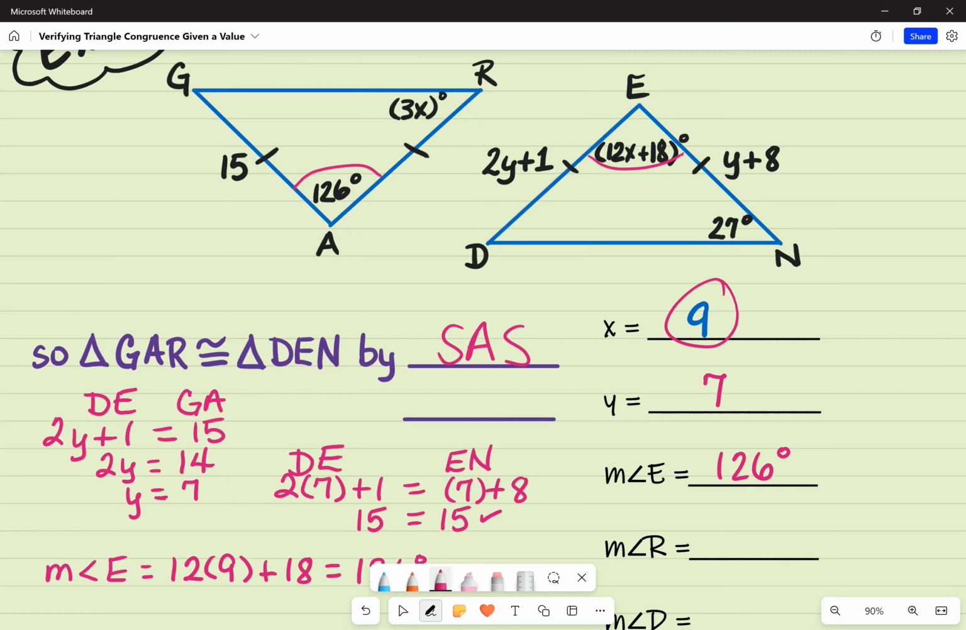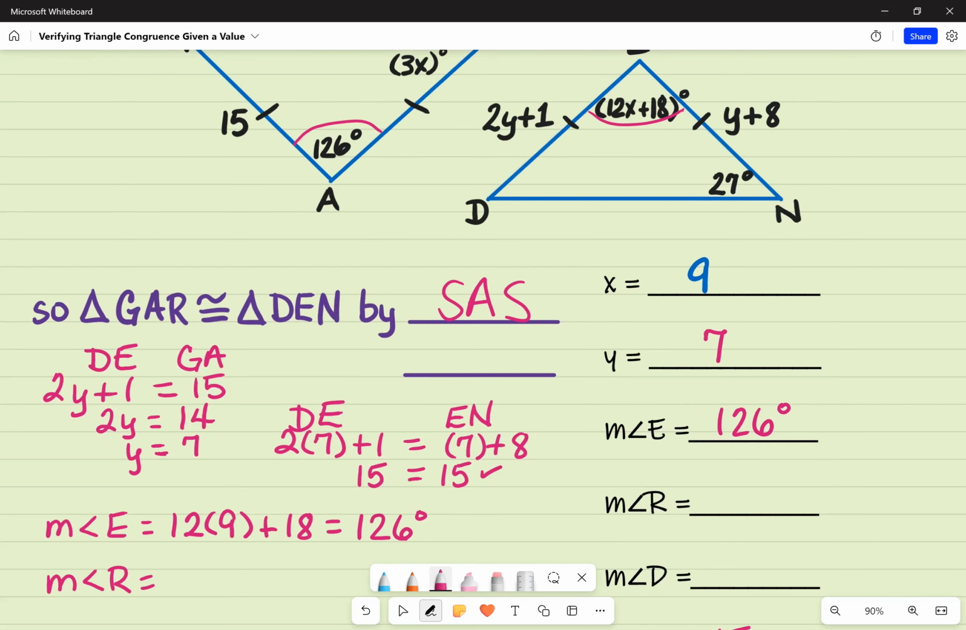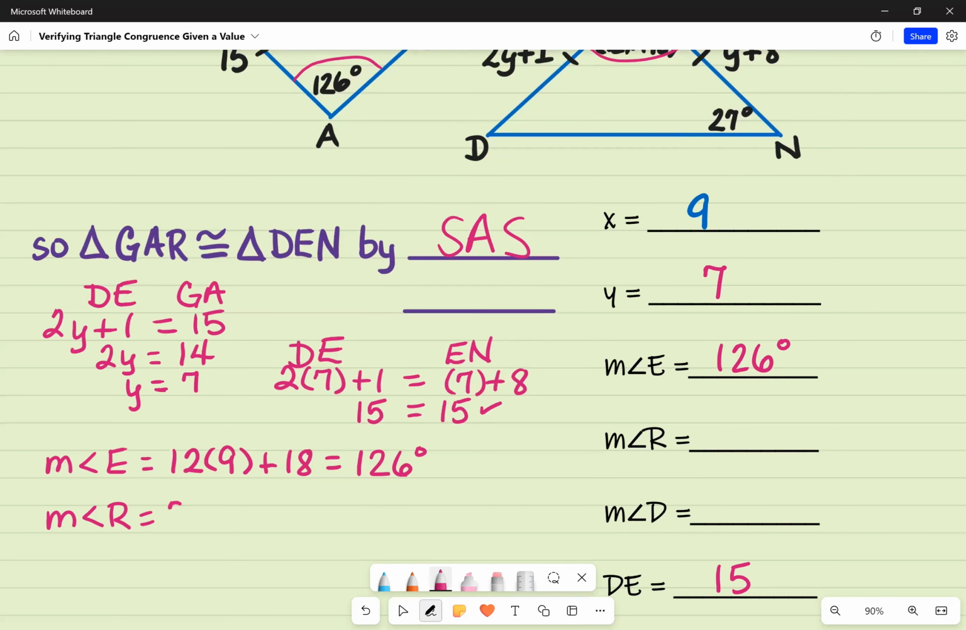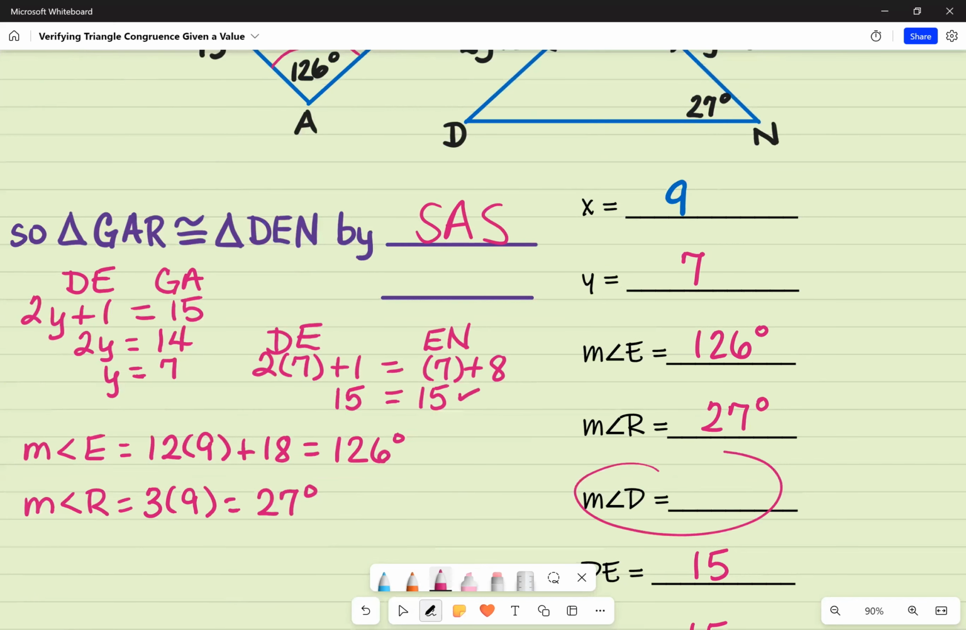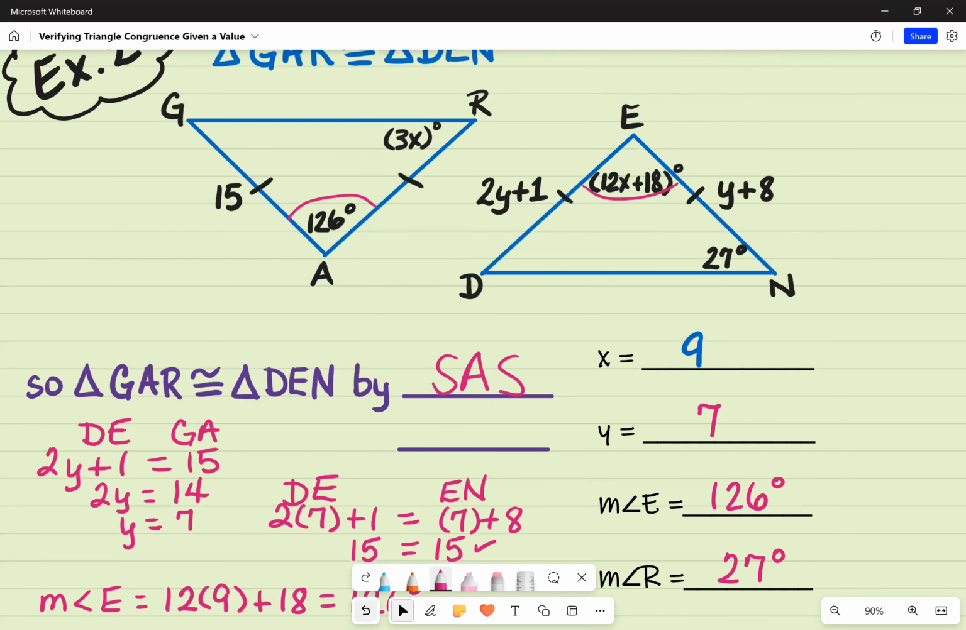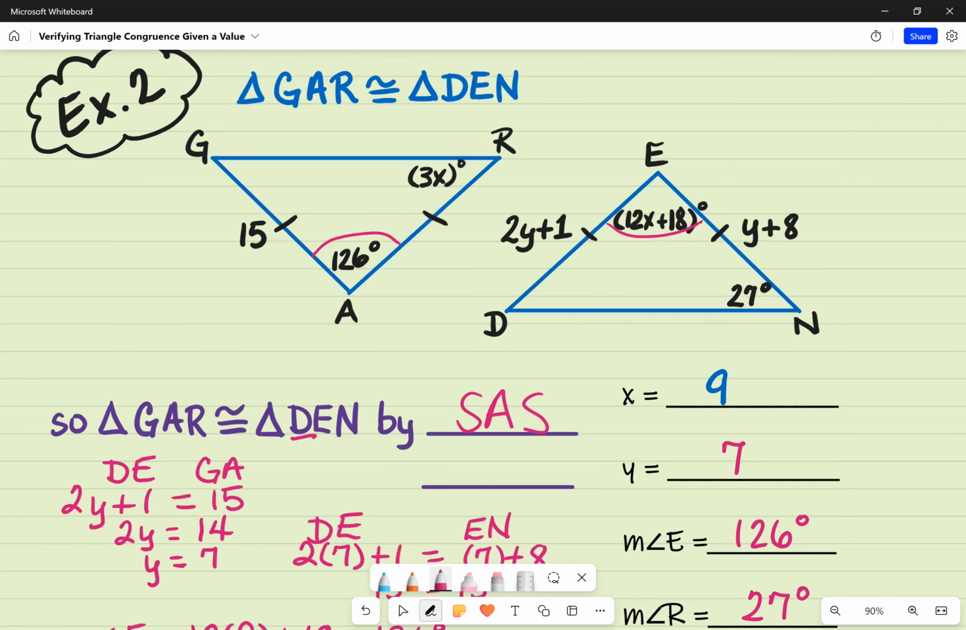Based off of the information that I have, the measure of angle R is going to equal 3 times x. Well, x is given as 9. It's going to be 27 degrees. And again, this is an angle, so we are going to use that degree symbol. Now, there's 2 ways that I can figure out the next angle that's being asked for, which is the measure of angle D. Because if I look at my congruency statement, I see angle D is in the same position as angle G. But when I look at angle G, there's nothing there, right? So I don't have anything for D or G.